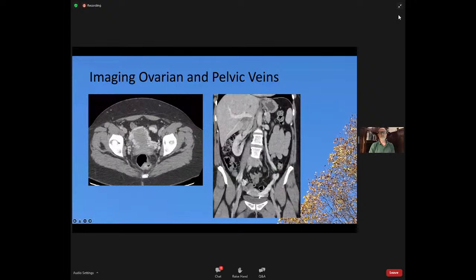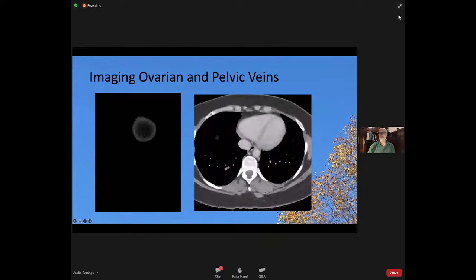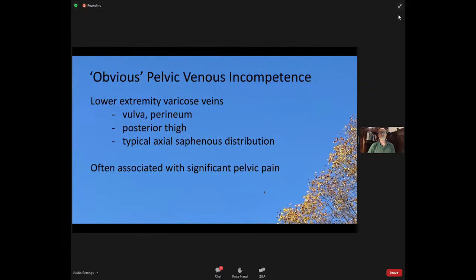Here's a CT we can see with these dilated opacifying veins around the pelvis, clearly not normal, in this large left ovarian vein coming down into that left ovarian plexus. These are dynamic views. I'll probably skip over them because we're running out of time.